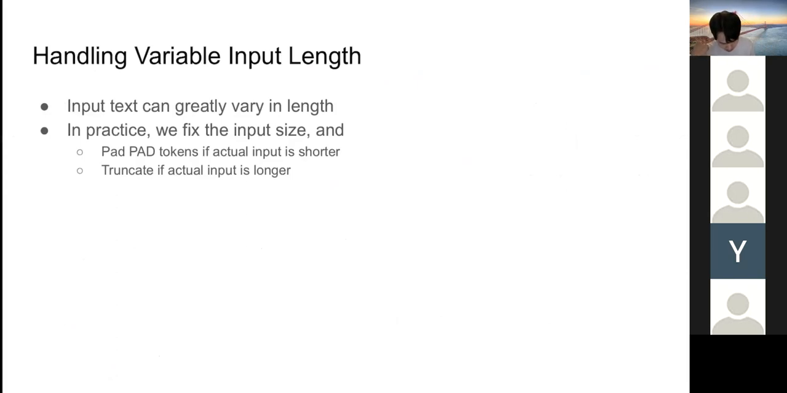Okay, so about handling variable input length. For a long time, people were very obsessed with the fact that length can be variable, and that's why people introduced techniques like RNNs, because they can handle variable length. But it turns out that in practice, especially in modern NLP, it's more practical to just fix the input size and pad with special tokens if it's shorter, and truncate, or use other methods, if the actual input is longer. Then you can always assume that the number of tokens in your input is always the same.